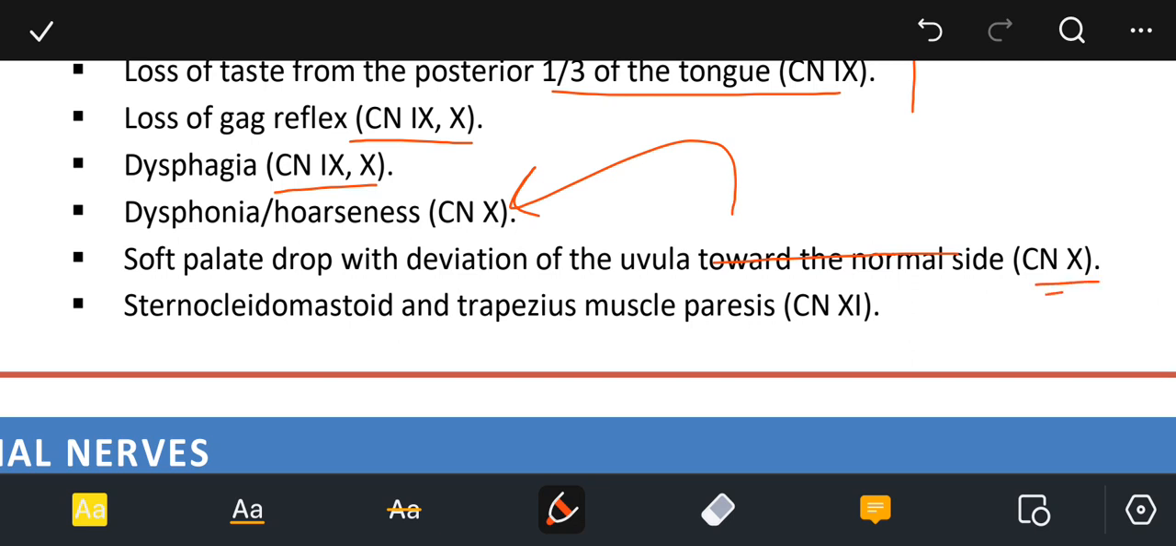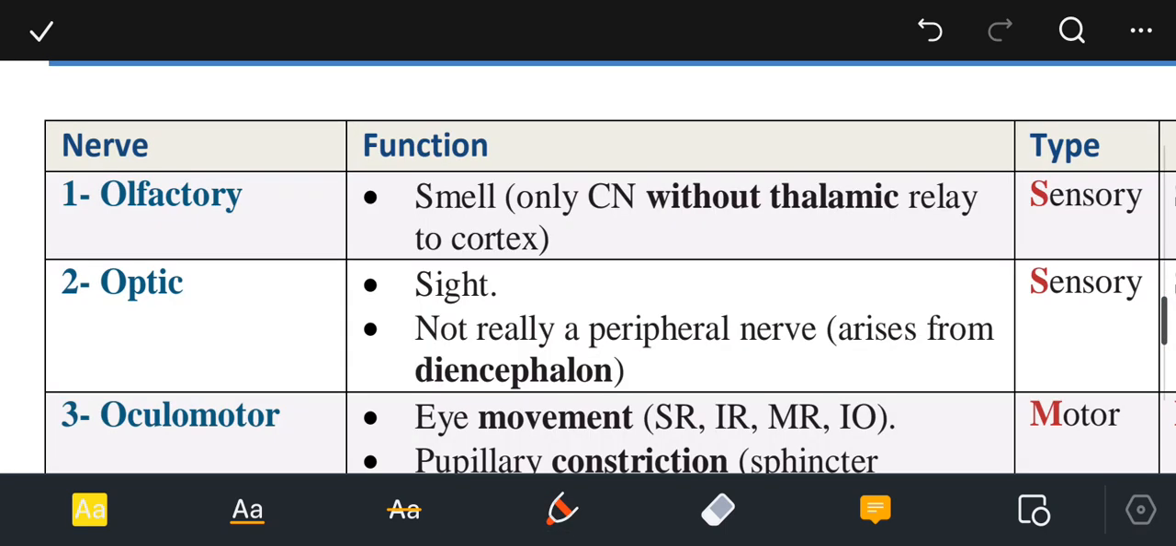That makes things easy for me, because in Urdu we say that the tongue supports you, the uvula does not support you. This means that the tongue will go towards the side of lesion while the uvula will move away from the side of lesion. The sternocleidomastoid and trapezius muscle paralysis because of the accessory cranial nerve deficits will also be seen.